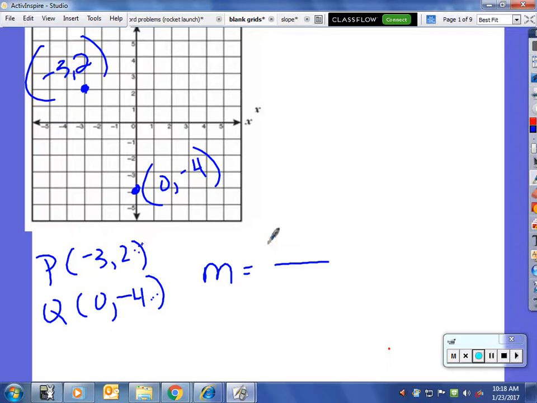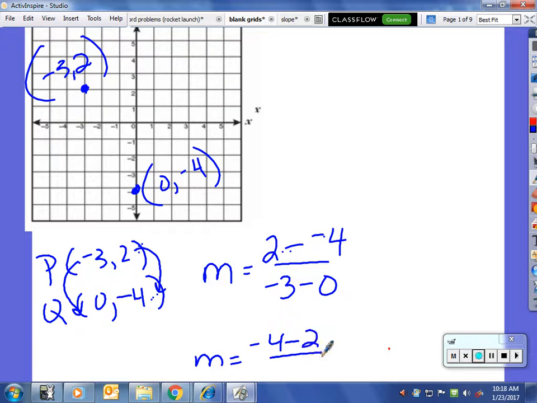I would rather do 2 minus -4 personally. Why? What happens when you subtract a negative? It becomes positive. Now, because I chose to do 2 minus -4, then on the bottom I have to do -3 minus 0. Do you see what I'm saying? My other choice would have been -4 minus 2 over 0 minus -3. Either way, you're going to get the same answer. Let's see what we get.